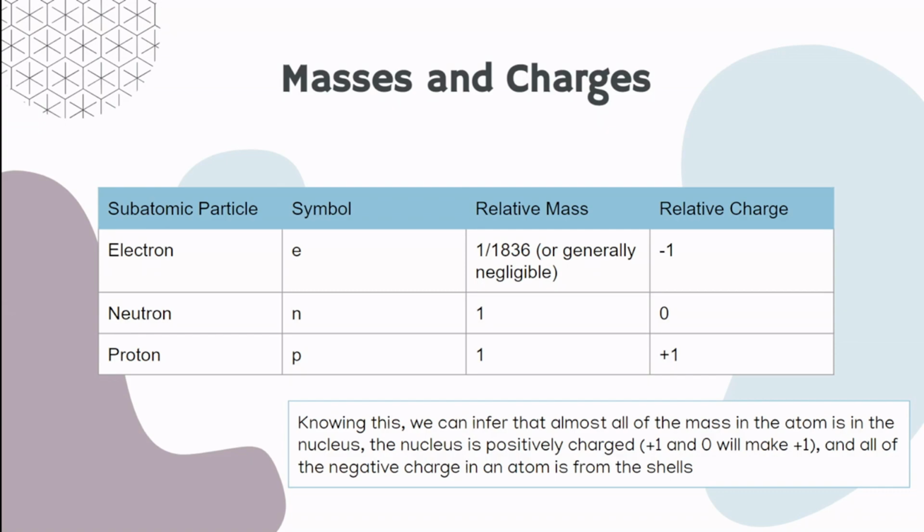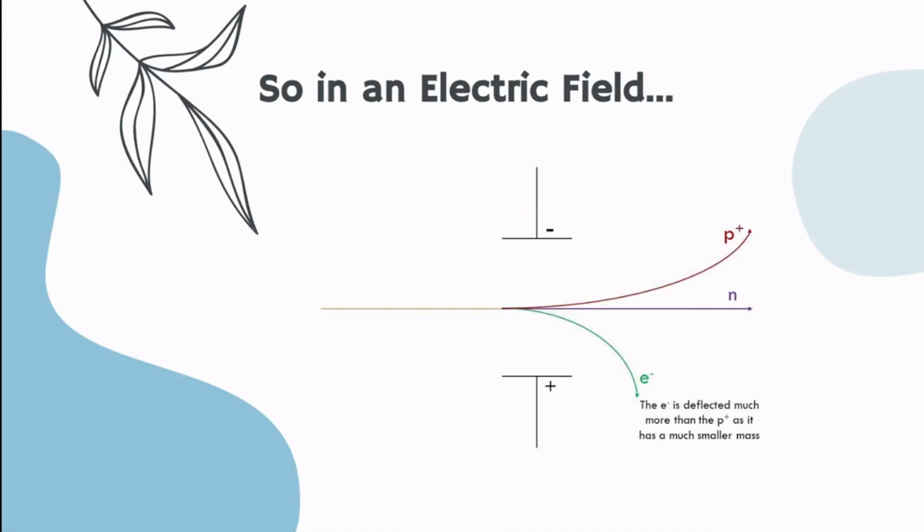So knowing this, we can infer that all the mass of the atom is in the nucleus, because neutrons and protons are what compose the nucleus, and all that positive charge from an atom is from the nucleus, while all the negative charge is from the shells.